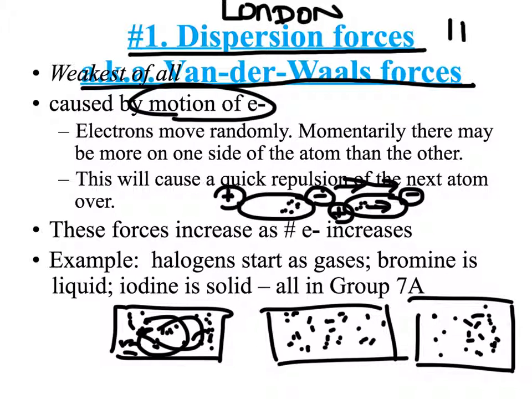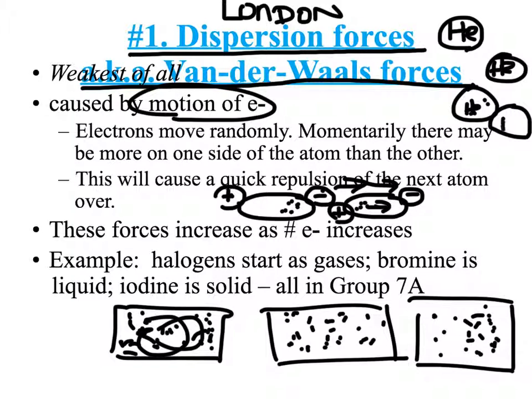If we were to look at helium floating around, we know that helium has 2 electrons. So yeah, it's possible that for a split second, both of those electrons are on one side, and for another split second, they're on the other side, but it's only 2 electrons, and it's not enough to really make a difference. And so helium is always a gas. If you want to freeze helium, you have to lower the temperature to like negative 200 something Celsius.